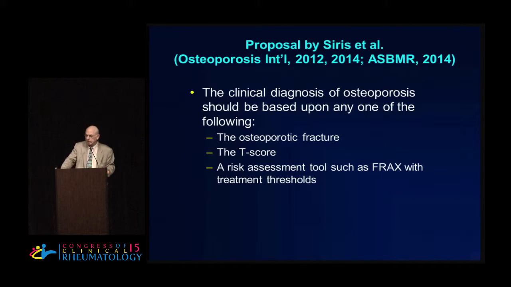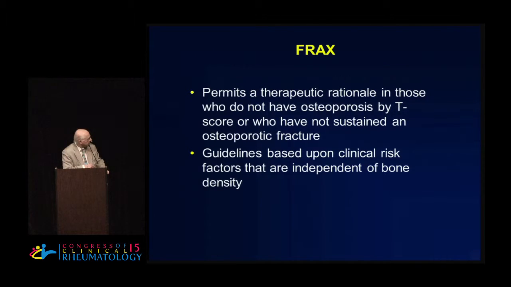Dr. Ethel Siris, who is in my group, and I have been working together, believe it or not, for about 40 years, has made a big point of this. And at ASBMR last year, and in 2 papers, she is proposing that the clinical diagnosis of osteoporosis should be based upon any one of the following: the osteoporotic fracture, the T-score, and/or a risk assessment tool such as FRAX with treatment thresholds. This is a rather radical proposal, and one that we would like to propose as the most rational way to make the diagnosis of osteoporosis.